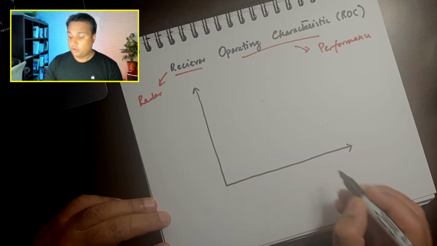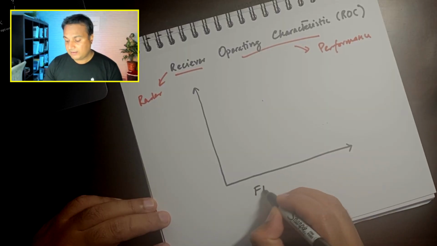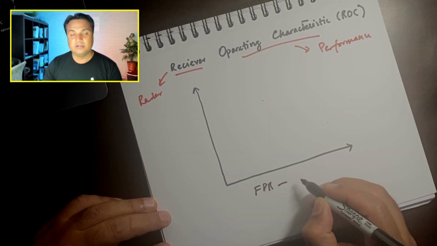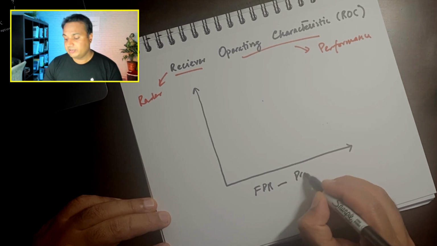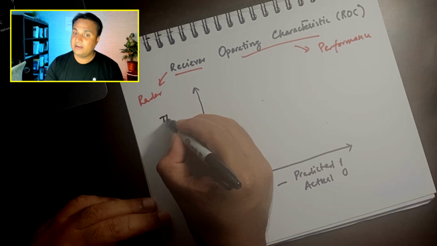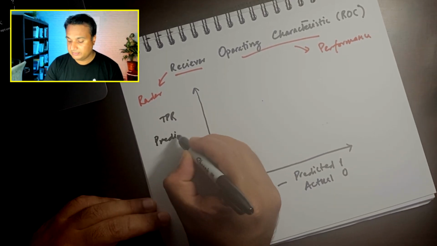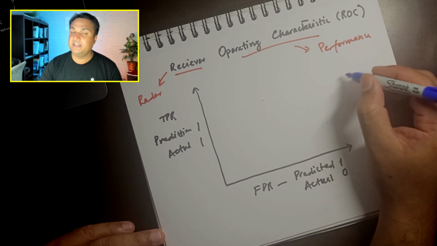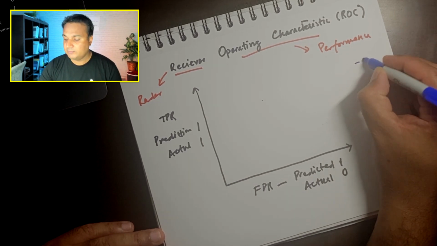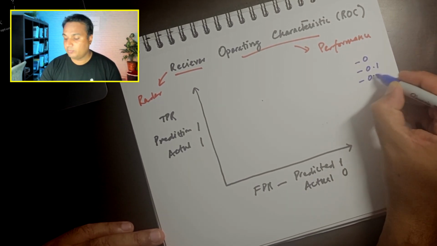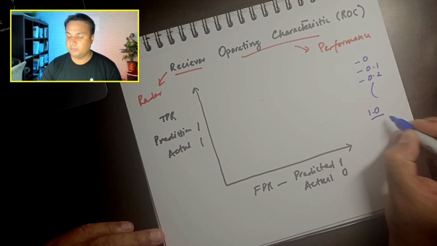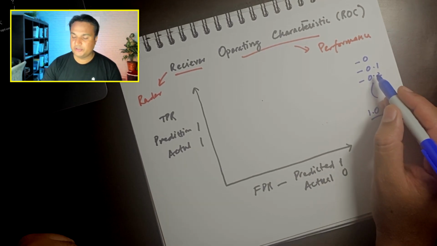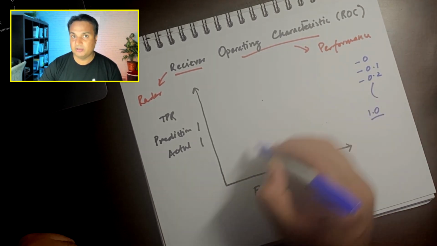So now let's see how these ROC curves are created. On the x-axis, you have the false positive rate, in other words, where the prediction is 1 and the actual is 0, and on the y-axis you have the true positive rate, where the prediction is 1 and the actual value is also 1. And now one by one, you take different thresholds, starting all the way from 0, and then 0.1, 0.2, till you reach the final threshold, which is 1.0. And based on each of these thresholds, you will see that some dots will be plotted on this line.